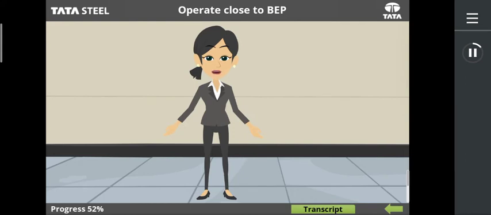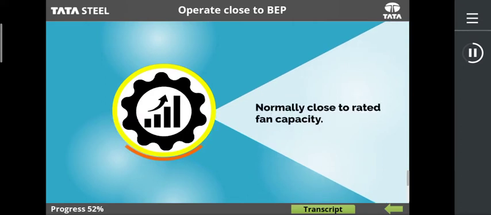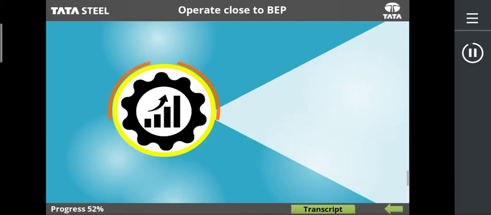Next thing we need to ensure is operating the fan close to BEP, which is best efficiency point. Best efficiency point is equal to maximum efficiency. Normally close to rated fan capacity. Deviation from BEP results in inefficiency and energy loss.